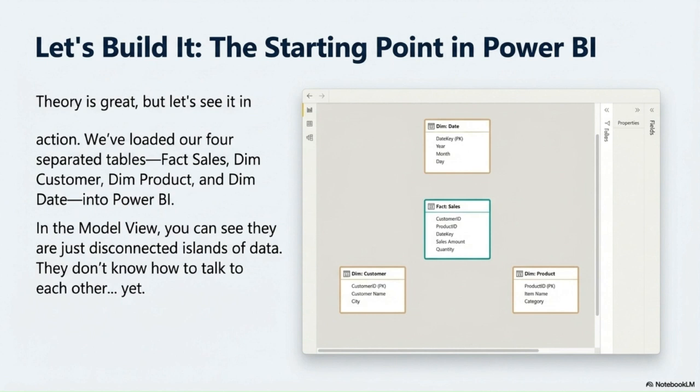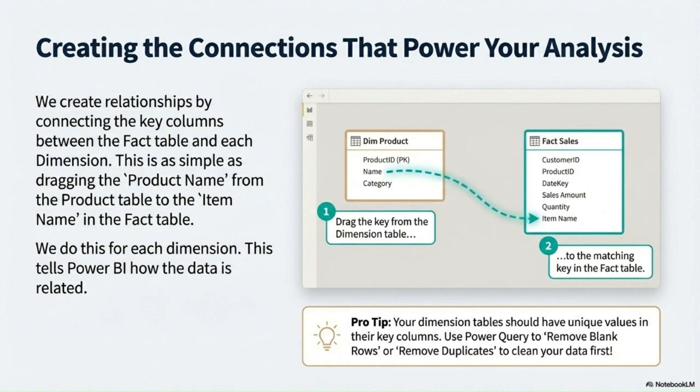Let's bring this into Power BI. When you first load the tables, they appear disconnected, just islands of data. That's expected. Our next job is to define the relationships so Power BI understands how these tables talk to each other. Relationships are created by connecting the keys. For example, product ID in the product dimension is connected to the product ID in the fact table. We repeat this for each dimension.